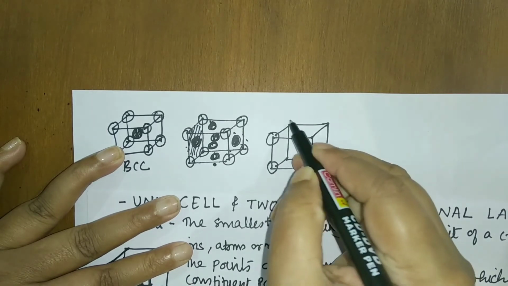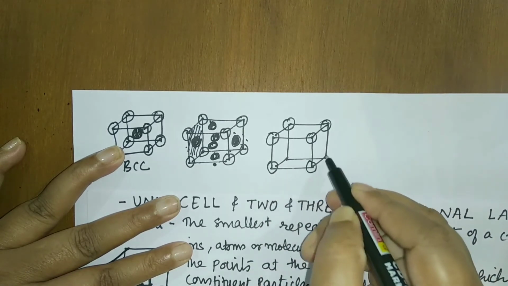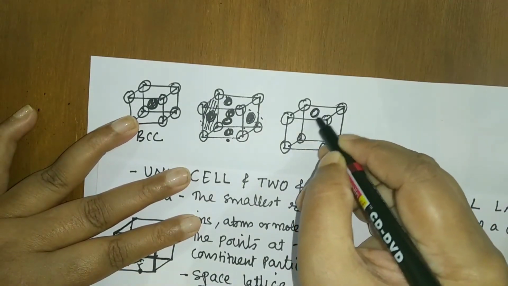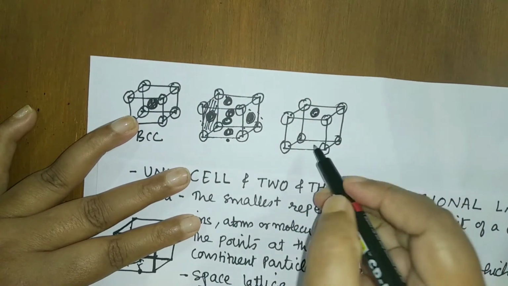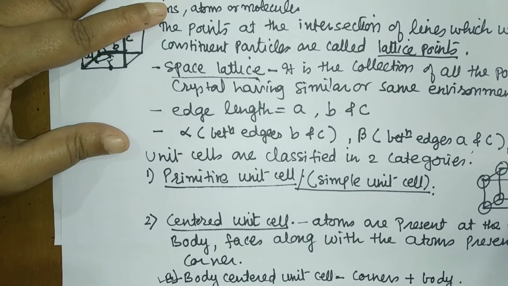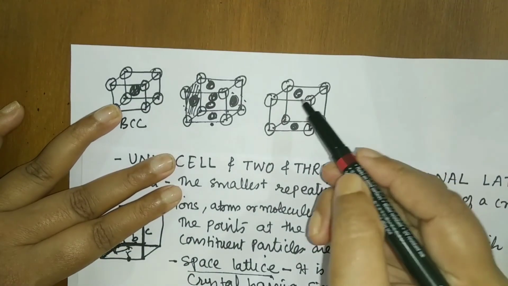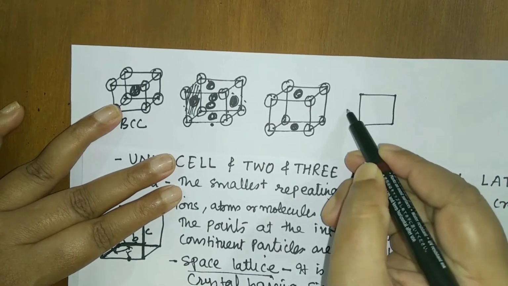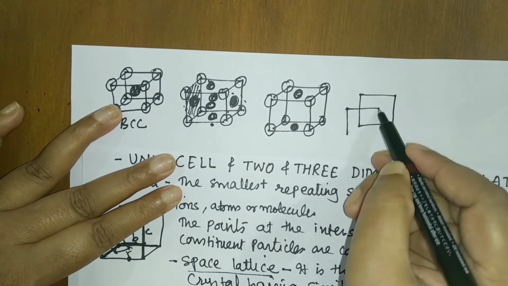So here they are present at the corner, and any two opposite sides means what, student? If I draw the atom here, then exactly opposite to this is the face. So this is what we call end-centered unit cell. It is not necessary that you should select this end. You can select the other two ends. They should be, you can say, opposite to each other.